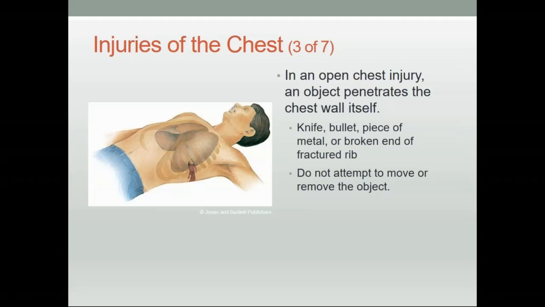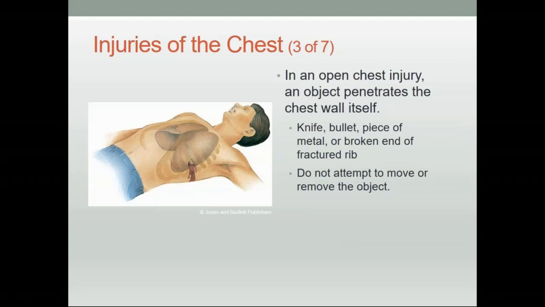Then you can have a knife, a bullet, a piece of metal, all kinds of things that can penetrate the chest cavity and cause injury. If we have an impaled object, it's still there. Just like we taught you from the start, we don't pull those out. We stabilize those, keep those where they are.